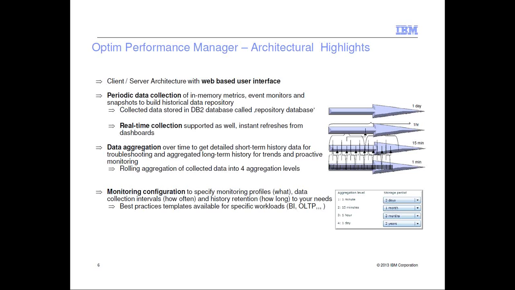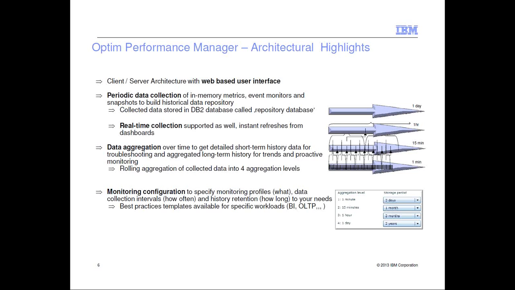The least that we can go here is a 1 minute interval, but the default value is 5 and the user can go and change it to a 1 minute interval. For aggregation level 2, data that has been collected over the last 15 minutes is aggregated into a single record and stored in the aggregation level 2 tables.